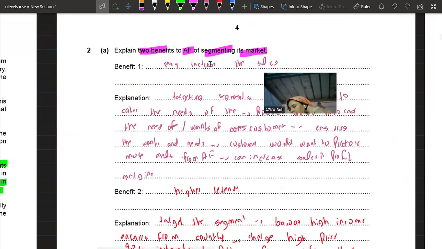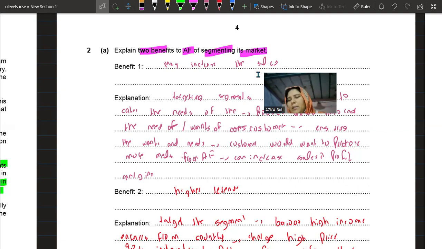And AF segmenting its market. So segmentation can create a lot of benefits, because if you're targeting a segment of the market, you can identify in a better way what their needs and what their wants are. And now you can translate your customer needs and wants into your product more precisely. And it can create brand loyalty also. And of course your sales would also increase. You can earn a higher revenue.